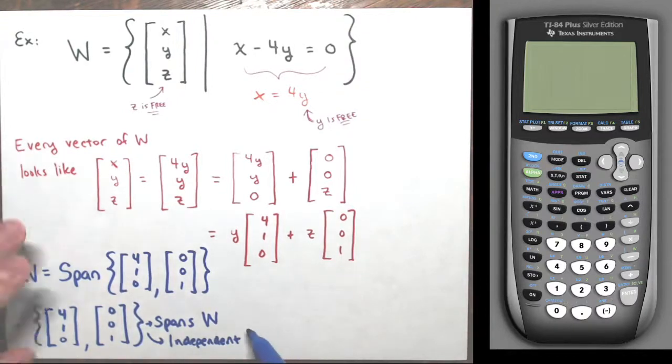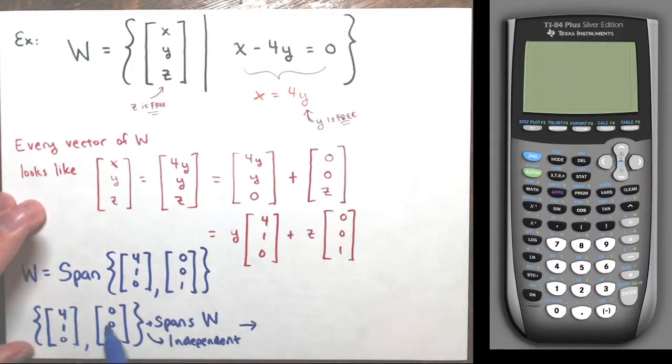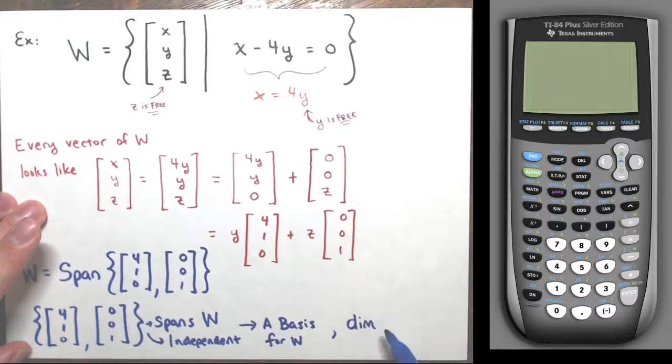All right, so then that means that this set here with two vectors is a basis for W, and therefore the dimension of W is 2.